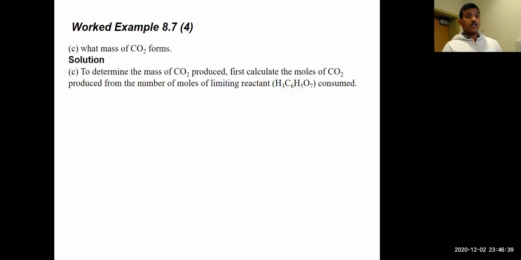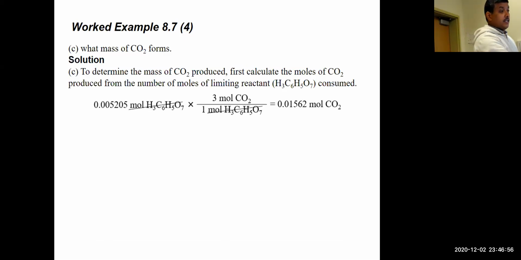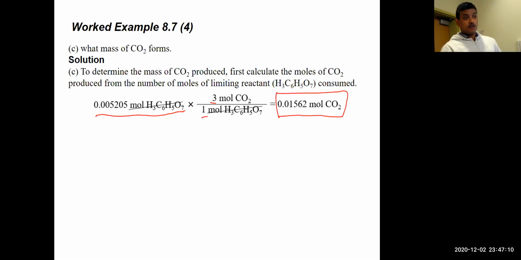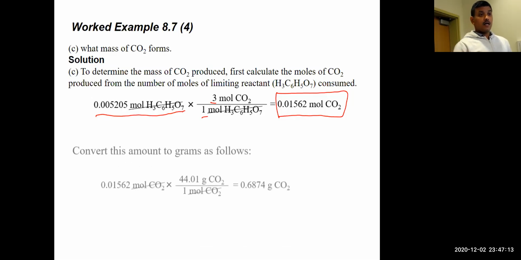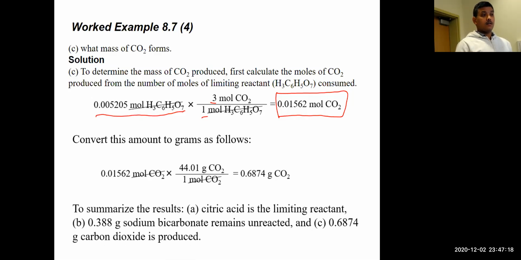So you're going to identify how many moles of CO2 will form based on the relationship between the given citric acid moles and the balanced equation relationship between citric acid and carbon dioxide. For the given moles of citric acid, CO2 and citric acid are related to each other in a 3:1 fashion. So you end up producing 0.01562 moles of CO2. And when we convert that into grams, that will be about 0.68784 grams. And this is how we do it.